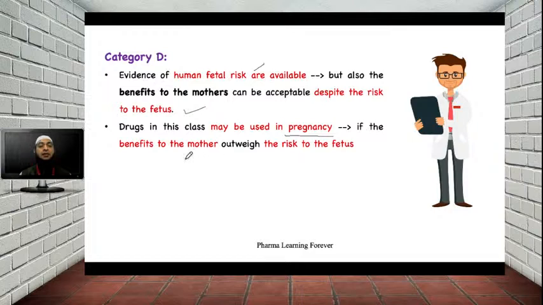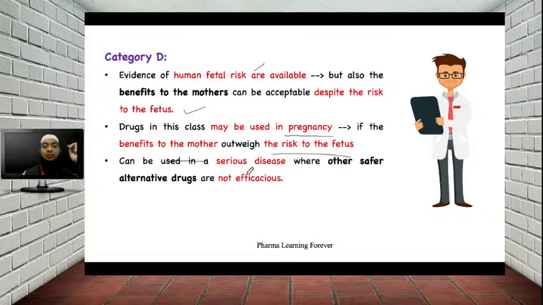Again, like category C drugs, they can be used if the benefit to the mother outweighs the risk to the fetus. It means both category C and D drugs are only given after calculating the risk and benefit ratio. The benefit to the mother should be more than the risk to the fetus, and only then can you give this medicine. So it can be used in serious diseases where other safer alternative drugs are not efficacious. Examples like phenytoin and valproic acid belong to category D.